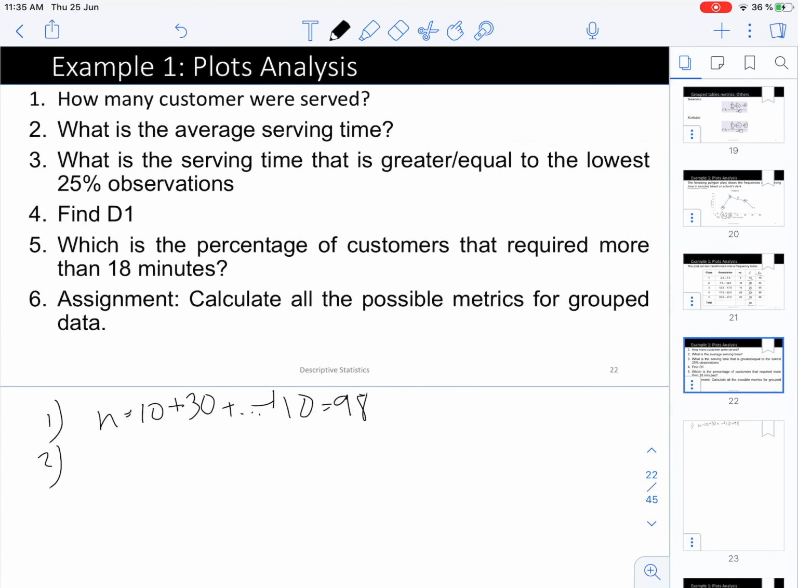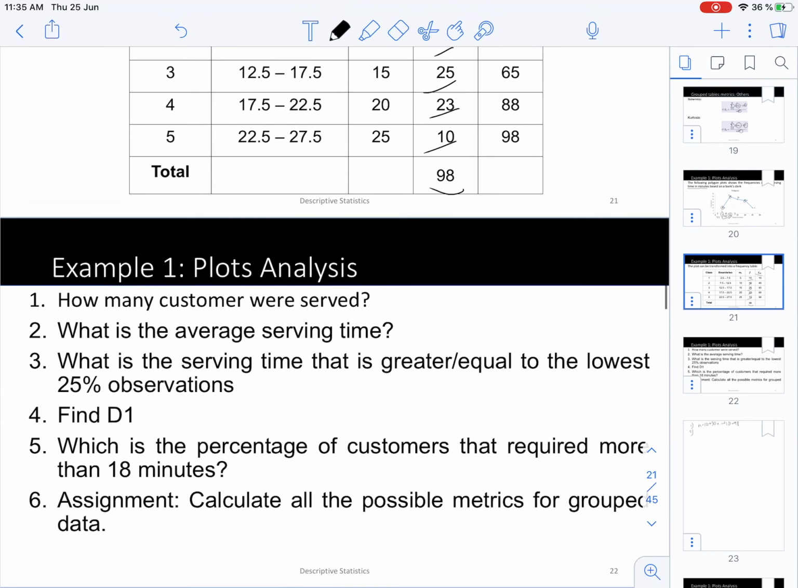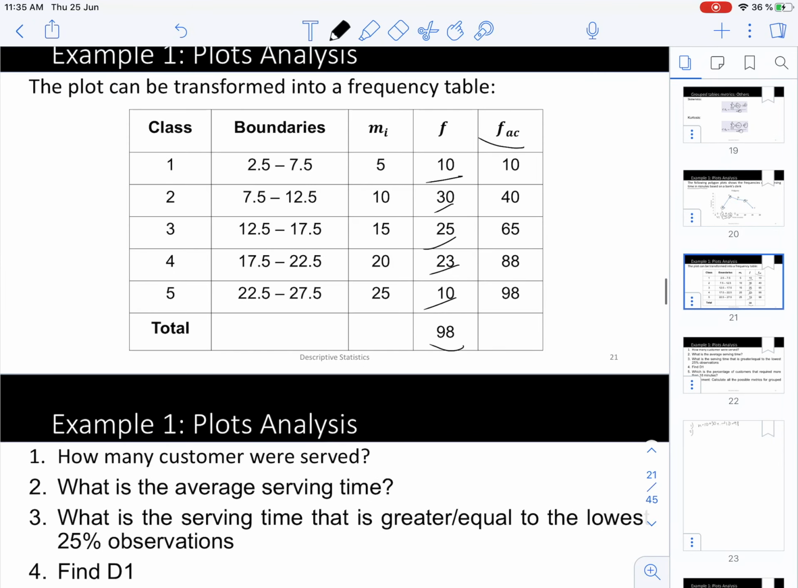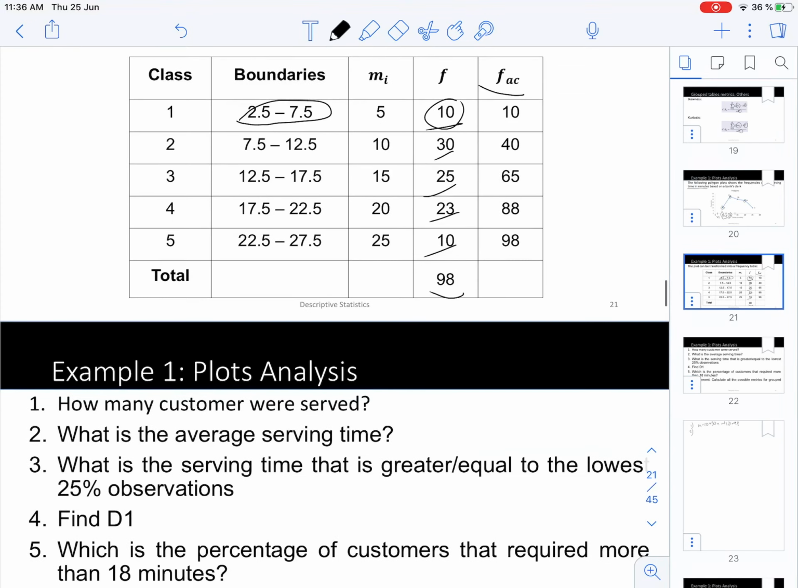Okay, the next question is, what is the average serving time? So remember that at the beginning of this unit, if you want to find an average, you use xi, the individual observations, but we don't have them. For example, in the first class, you don't have the individual values. We only know the lower and upper boundaries, but we don't know the exact values located inside that class. We know that there are 10 because the frequency is 10, but we don't know the specific values at this point. That's why, as an approximation, we use the class mark.